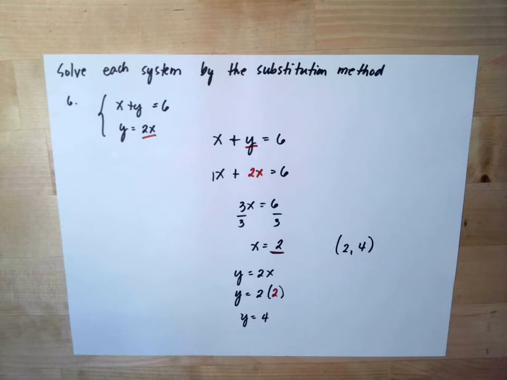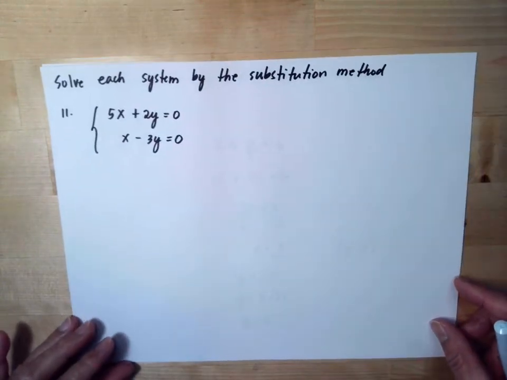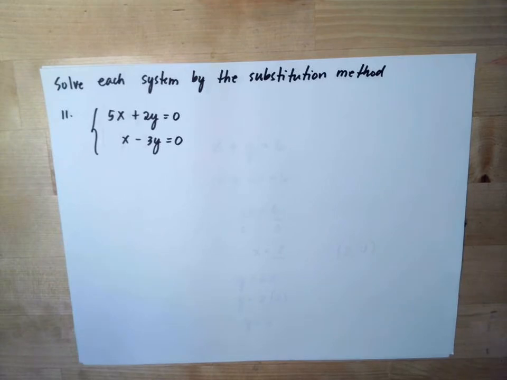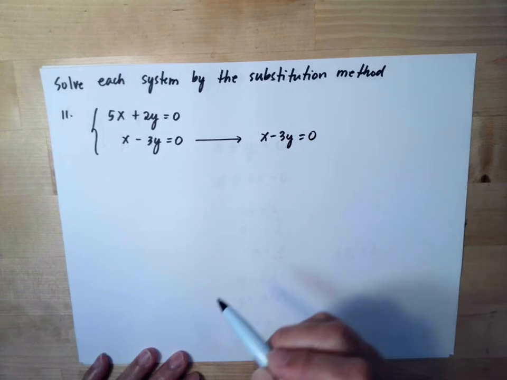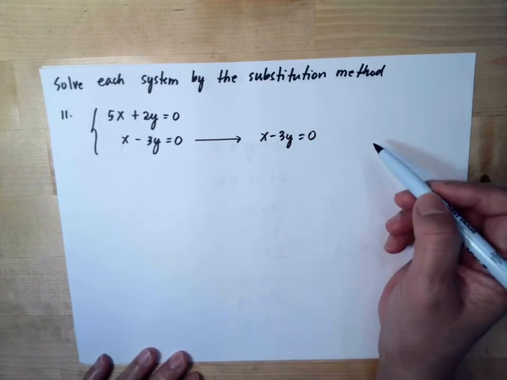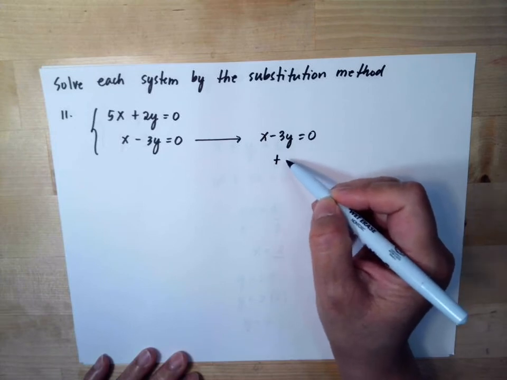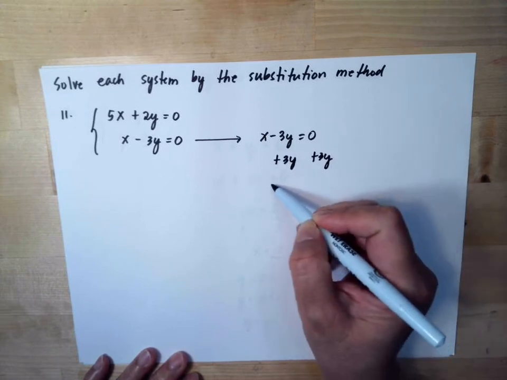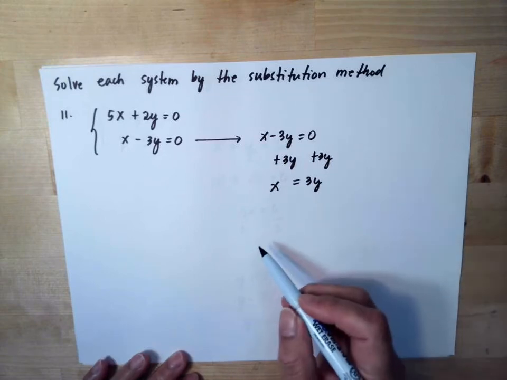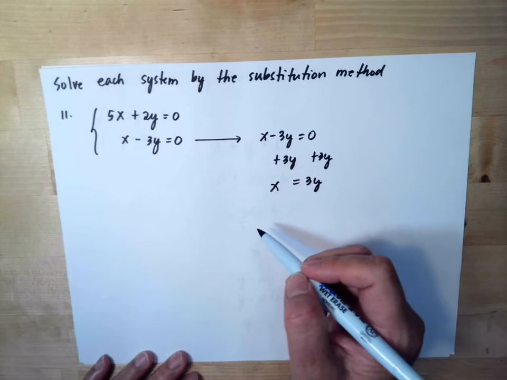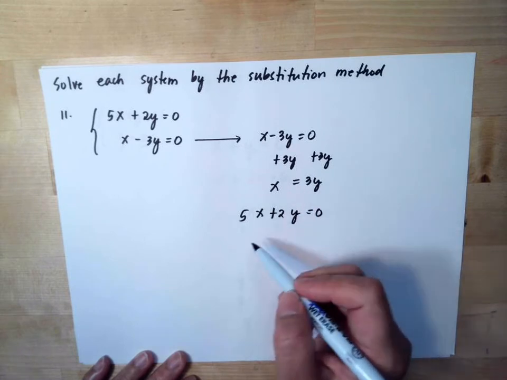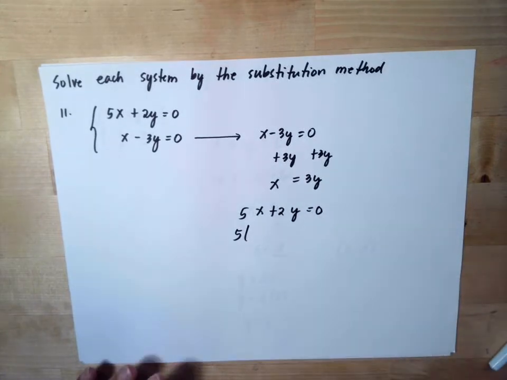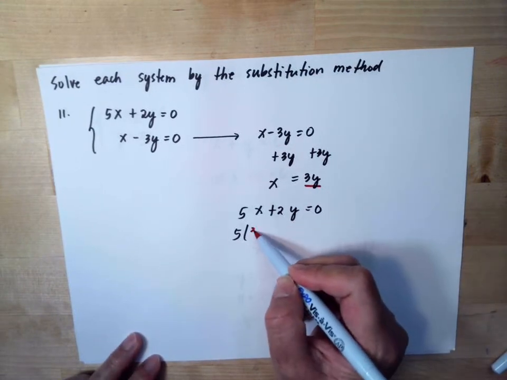Now the next thing is, we will analyze this. So we have 5x plus 2y is equal to 0, and x is equal to 3y. So what we will do, we will work on this. So we have x minus 3y is equal to 0. So it's easy to add 3y both sides, then we will be able to substitute that for x. So plus 3y, so we have x is equal to 3y. Now we will substitute x is equal to 3y in our first equation. So we have 5x plus 2y is equal to 0. Then instead of x, we will substitute the 3y. So we have 3y.